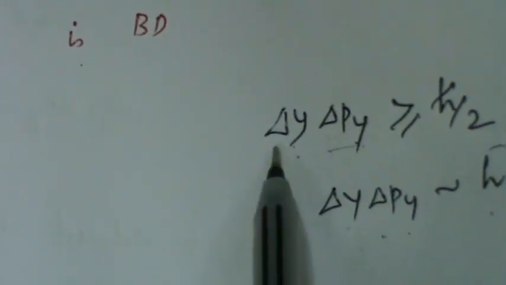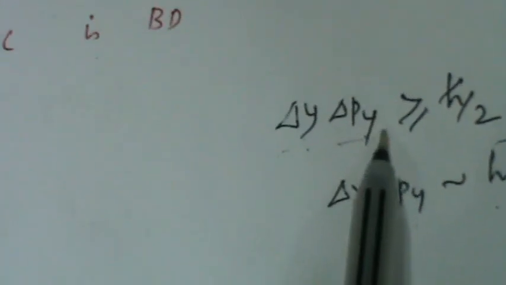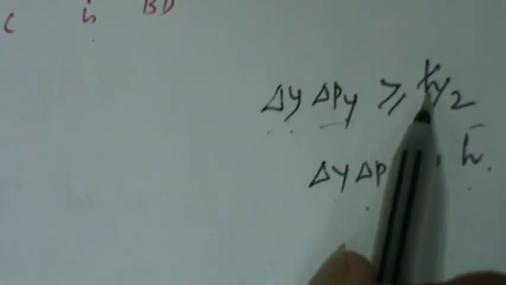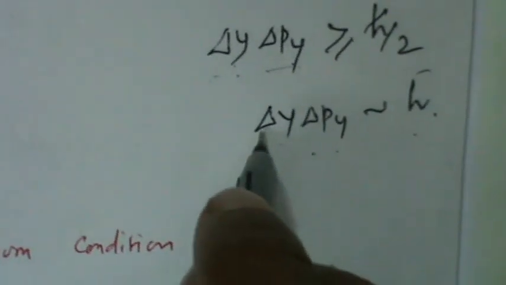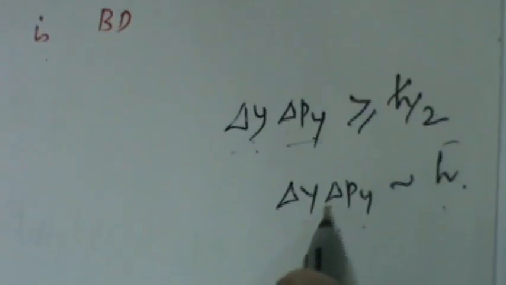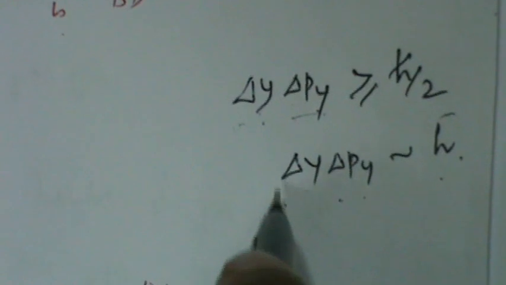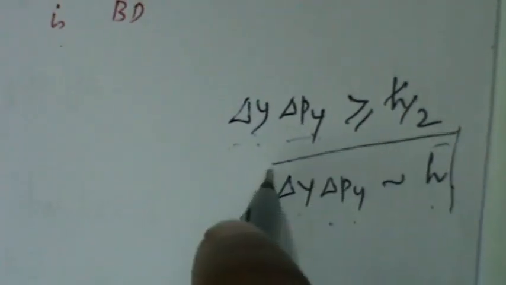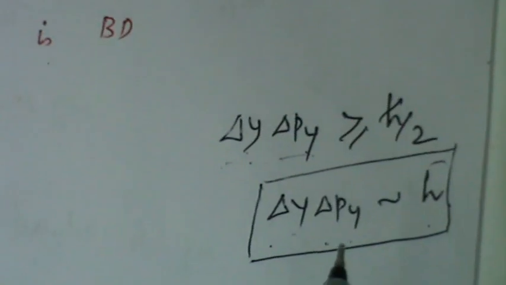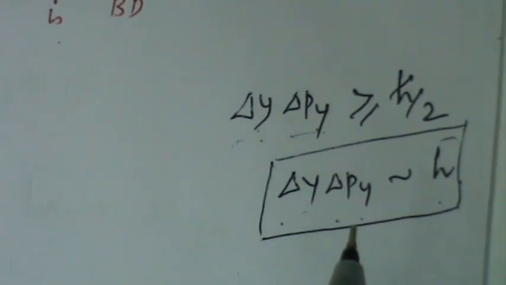then the product of error in the position as well as momentum in the same direction will be greater than or equal to h cross by 2. Or at least one can write delta y delta py is of the order of Planck's constant. So we need to verify through experiment this relation. This is what the second objective of single slit diffraction experiment is.